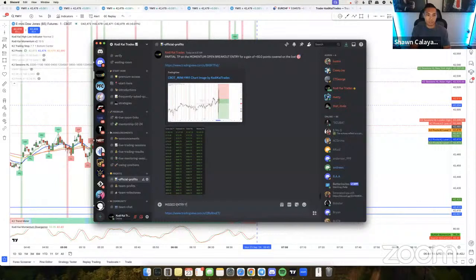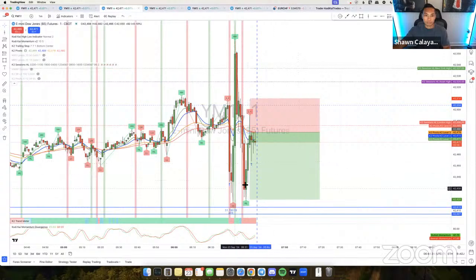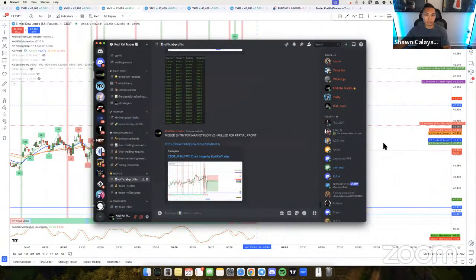Missed entry. Low V2. Hold for partial. All right. So I pulled for partial profit right here. Let me go and just put my profits again. I made a little more profit on that as well.